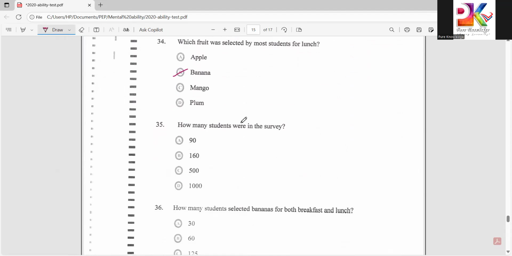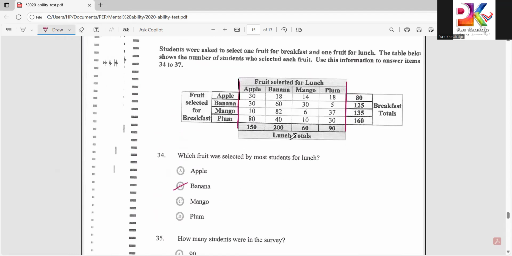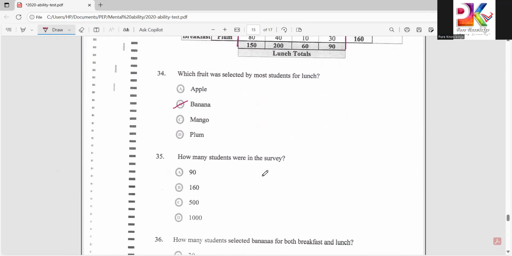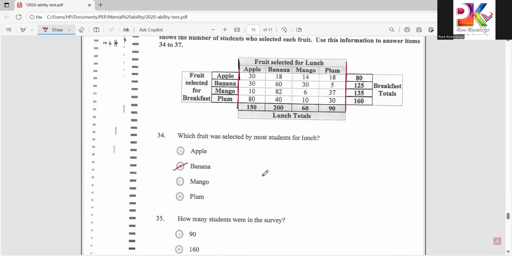35 says how many students were in the survey? And remember that students were to select one fruit for breakfast, one fruit for lunch. So we have the total for breakfast and we have the lunch total. But remember that the same students who picked breakfast were the same students who picked lunch. So what I will have to do is total all of this.